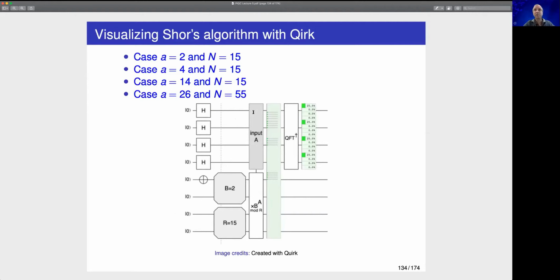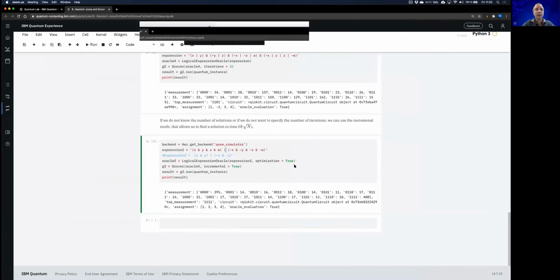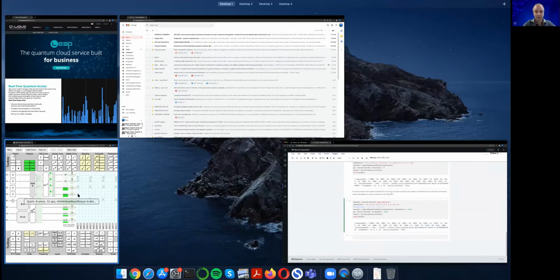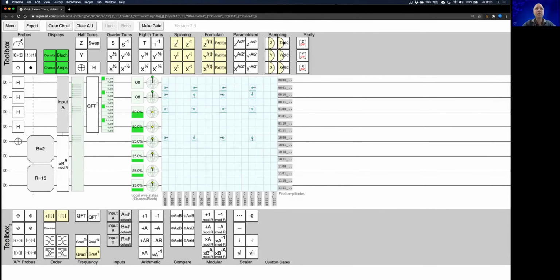If not, what I'm going to do is to show you how to visualize all these periodic sequences that we are talking about in Shor's algorithm with Quirk. Okay, so you have here several different links. I have already opened one of these links in my browser, and I'm going to go to that screen, and I'm going to show you how to use, or how to visualize this algorithm with Quirk.